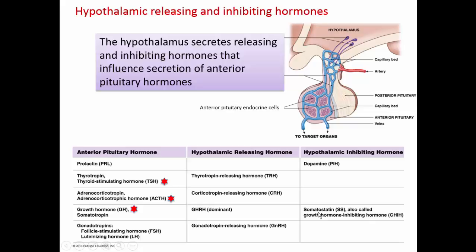We also have somatostatin, also called growth hormone inhibiting hormone, and that inhibits the release of growth hormone. So you can see from this list there's only one anterior pituitary hormone, that's growth hormone, that has both a releasing and inhibiting hormone. In summary, the releasing hormones secreted from the hypothalamic neurons stimulate release of anterior pituitary hormones, and the inhibiting hormones do the opposite and inhibit anterior pituitary hormone release.